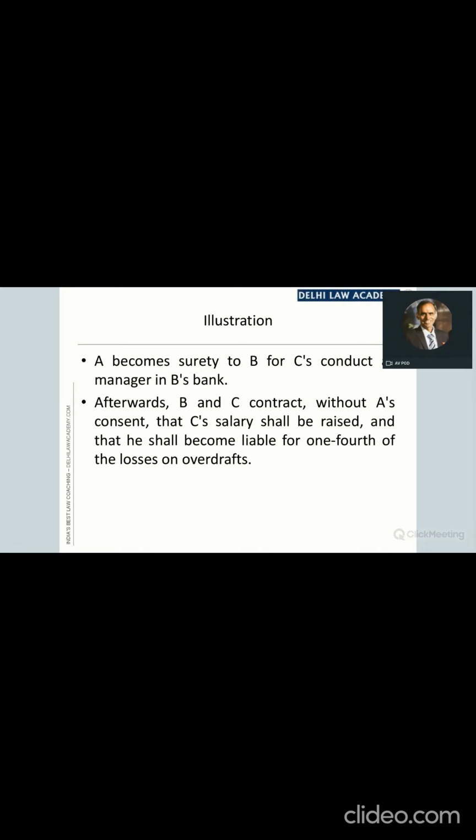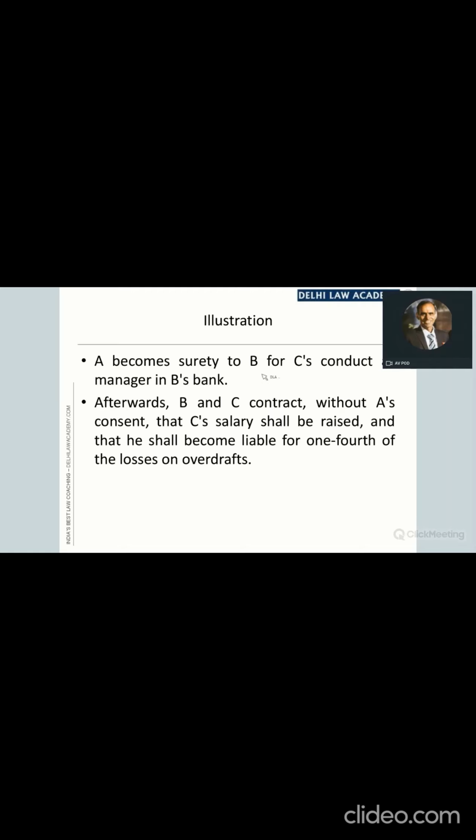It is B's bank, so B is the employer and C is the employee as a manager. There is a contract between the bank and the manager, between B and C, as to what is to be paid, what is his job, etc., etc. This is the original contract. And then there is a contract of guarantee between A and B. This is the second contract, the contract of guarantee.